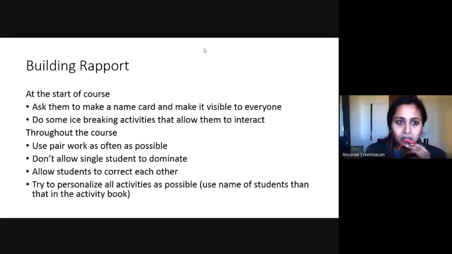You can do role plays and also try to personalize all the activities and build that classroom community where everybody is at ease with the others. So the teacher and students are all one big community. They all have a good rapport among each other. Now the final consideration is discipline in the classroom.